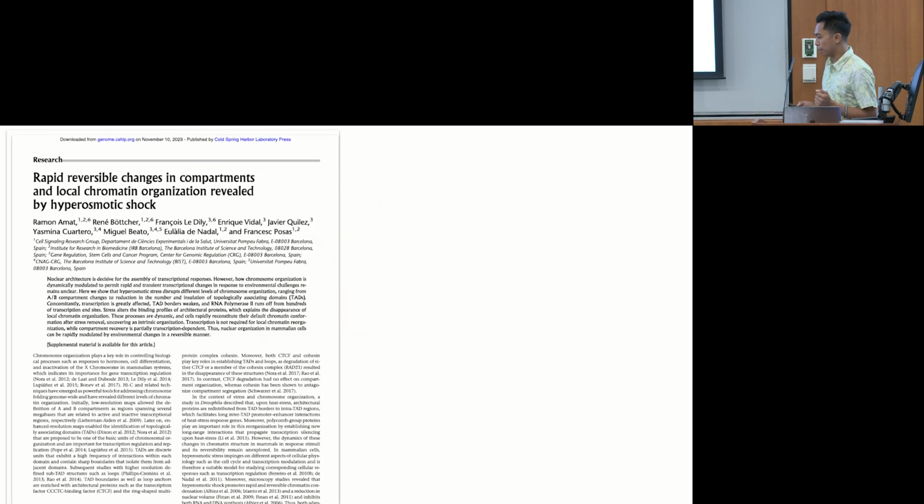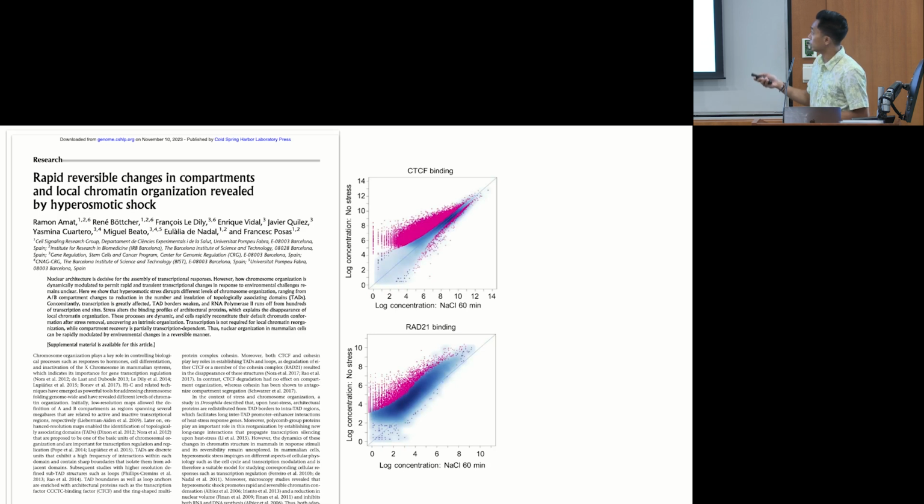So there was one paper in the field that looked at hyperosmotic shock in breast cancer cells. And what they saw is a loss of loop extrusion machinery, so the CTCF proteins and cohesin; RAD21 is a subunit of cohesin. You can see that after treatment with a hyperosmotic stressor like NaCl, you basically lose all of that machinery.